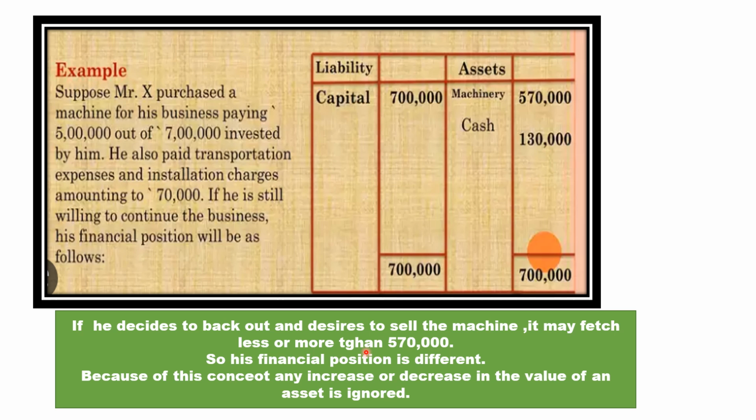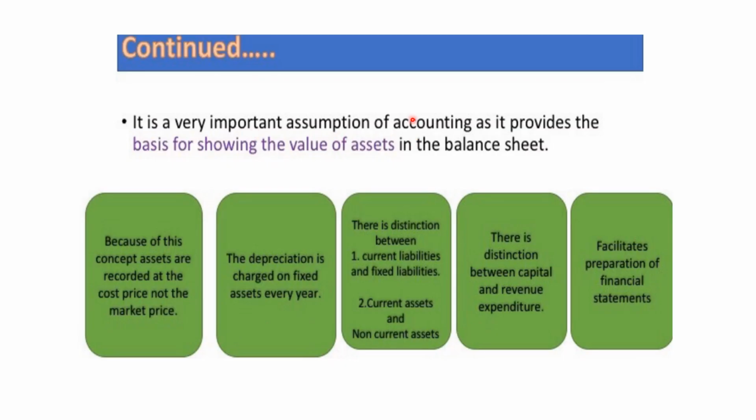Market value comes into account when you are actually willing to sell any asset. But here you're not selling anything, so obviously this value will remain the same over a period of years. So that means you will value your assets at the cost price. The conclusion is you will value your assets at the cost price. So this is a very important crux of the going concern concept. It is a very important assumption of accounting because it provides a basis for showing the value of assets.